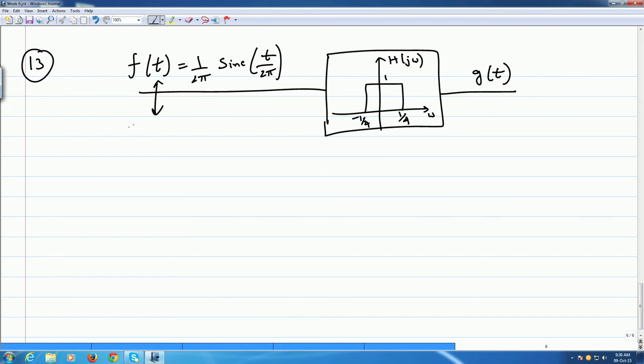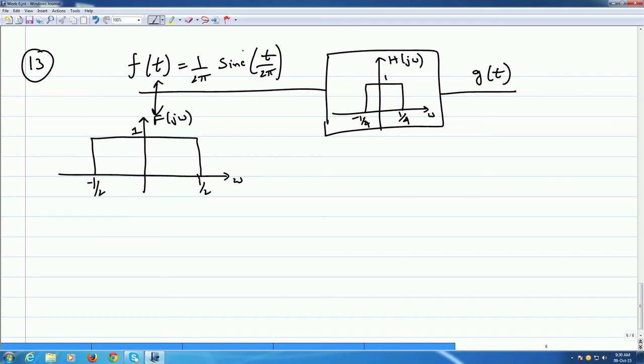So, for that let us look at the Fourier transform of f of t. This goes from minus half to half, and the height is 1. This is the important thing, f of j omega, the height is 1, the constants have been adjusted to give you exactly that. So, that is the f of j omega. Now, the question is what is g of j omega? G of j omega we know is equal to f of j omega times h of j omega. It's just the product.